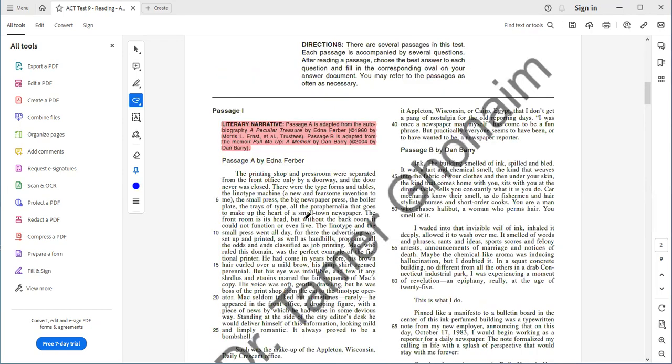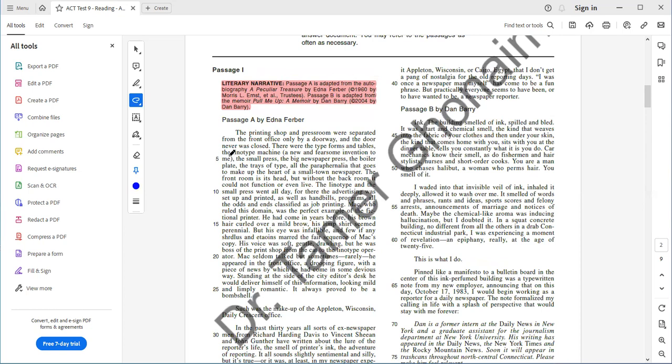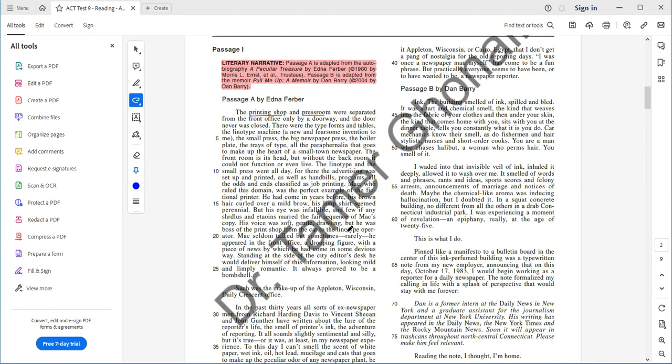Let's go and read, Dr. Ahmed, please. Passage A. The printing shop. Take care, because if you said painting, it will give you another meaning. The printing shop and press room were separated from the front office only by a doorway. And the door never was closed.